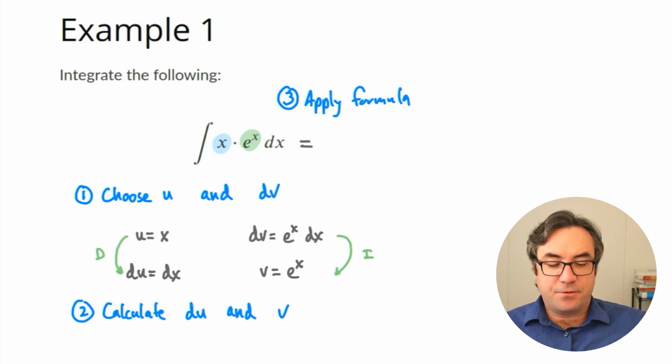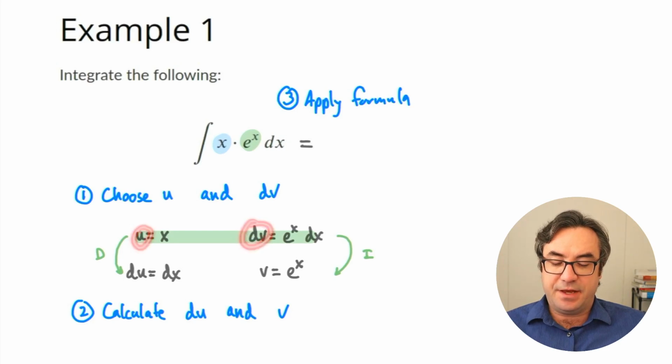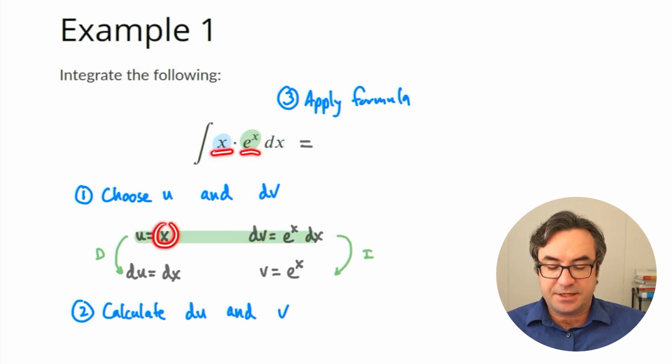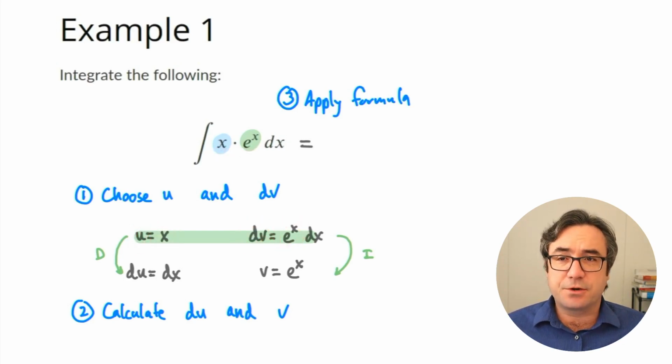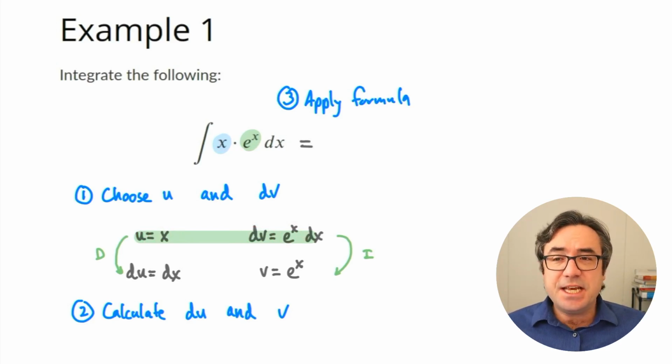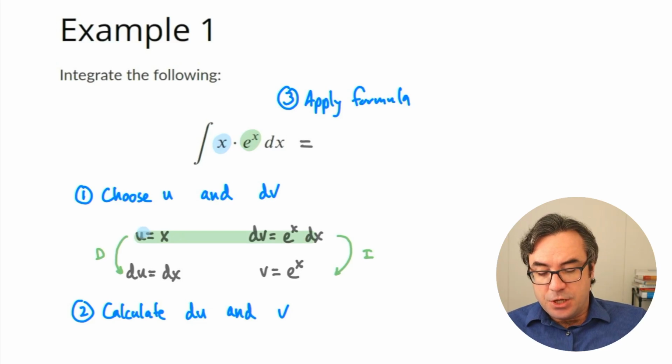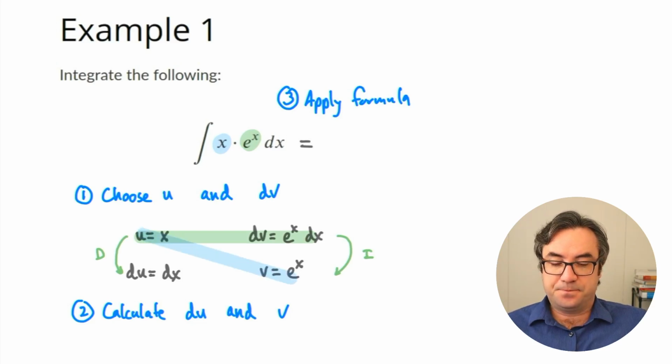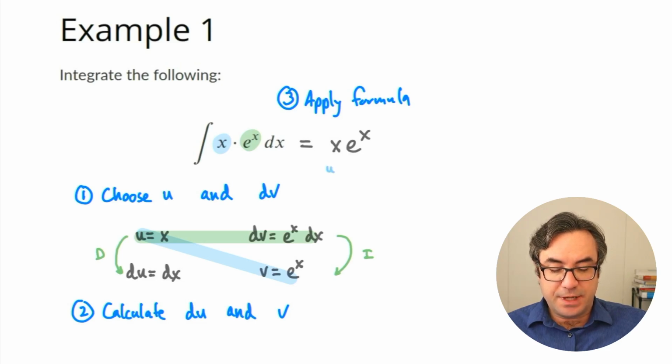So again, how does that formula work? Well, the original integral we're trying to do is u times dv, so x times e to the x here. So that was the original integral we're trying to do. So the formula says this is equal to u times v. So x times e to the x. This is our u times v here.